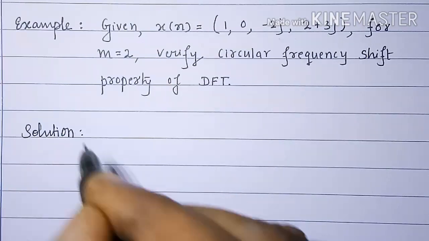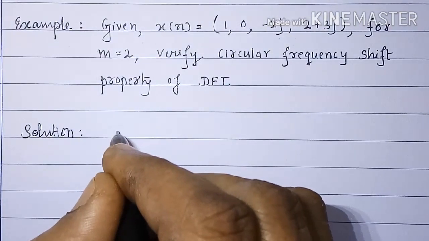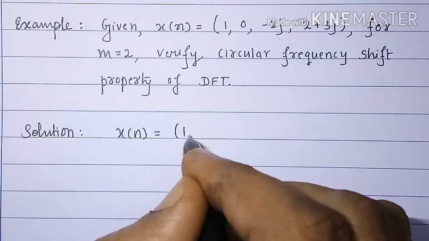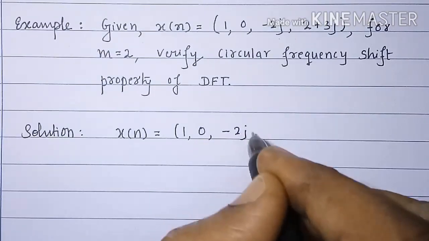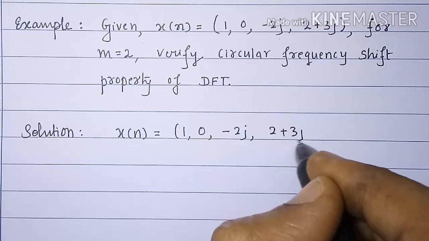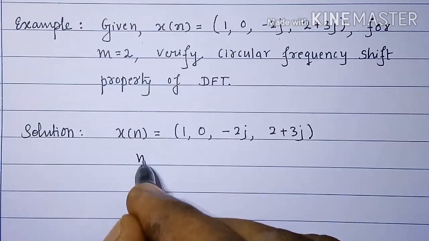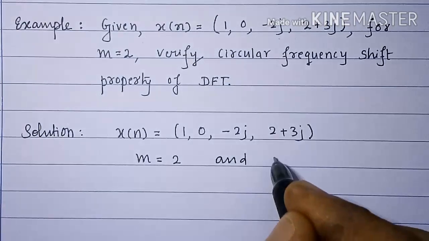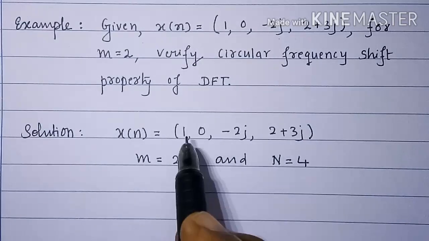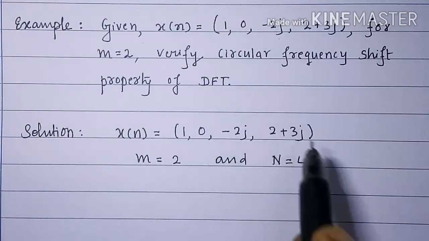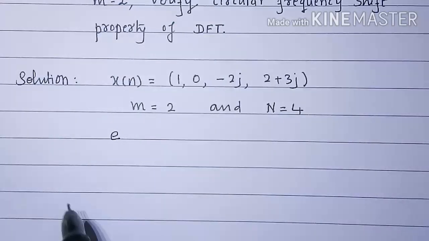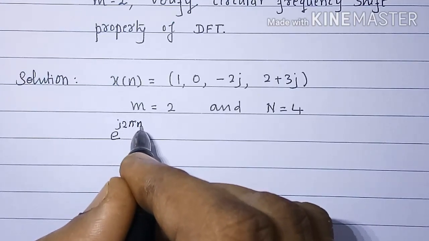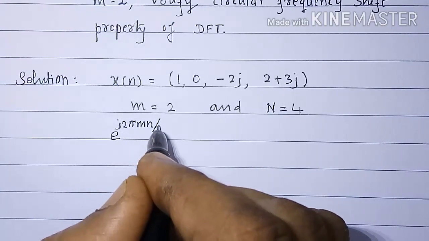Solution: x of n is equal to 1, 0, minus 2j, 2 plus 3j. M equal to 2 and capital N is equal to 4 because there are 4 samples, 1, 2, 3, 4. First we will calculate e raised to j2 pi mn by capital N.